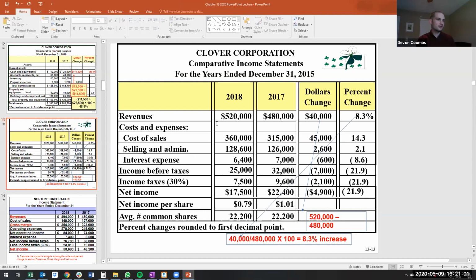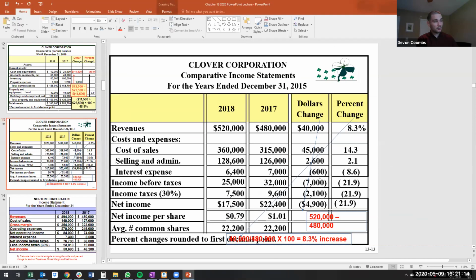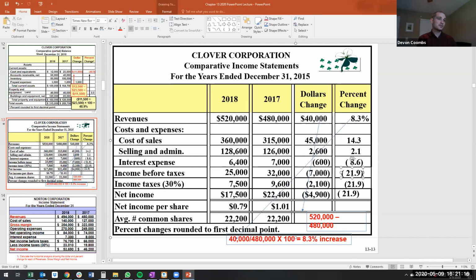This is for internal management. Our interest expense over time decreased, which means we paid off some of our debt, which is good, and could be potentially good. And our net income, despite our revenue increasing, our net income decreased by 21.9% because of these increases in cost of sales and selling administrative expense. And so then we can compare these market averages to other companies to see if we're on track.